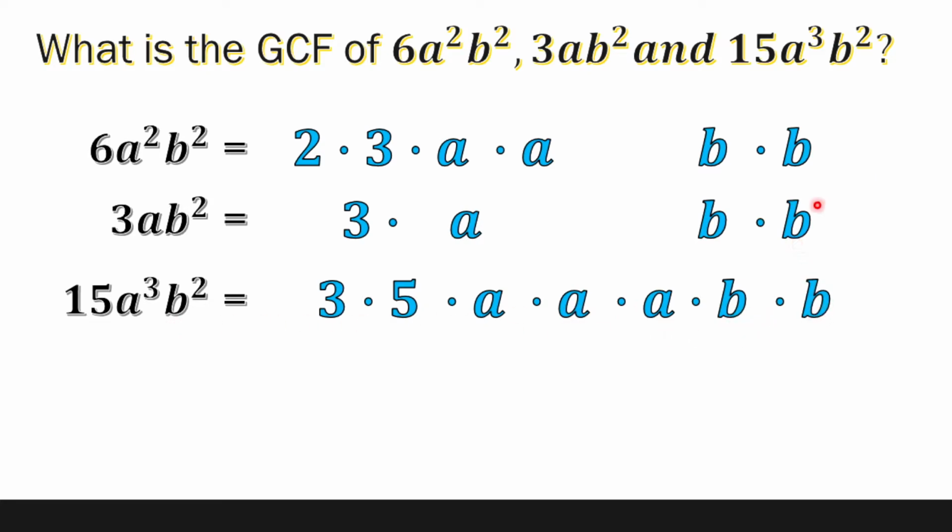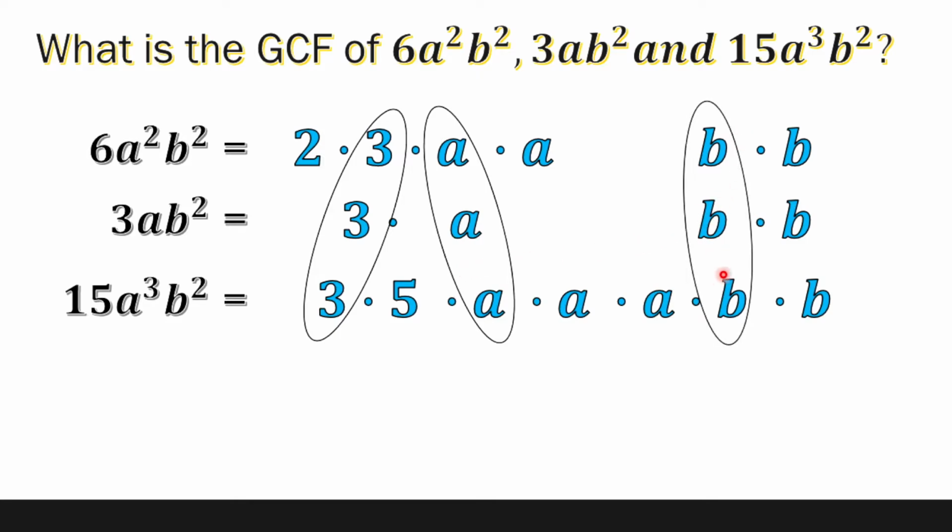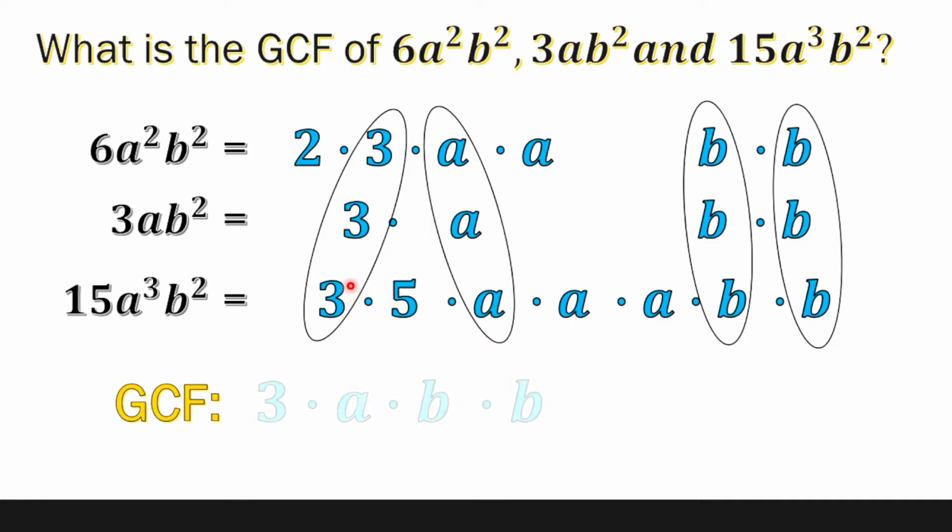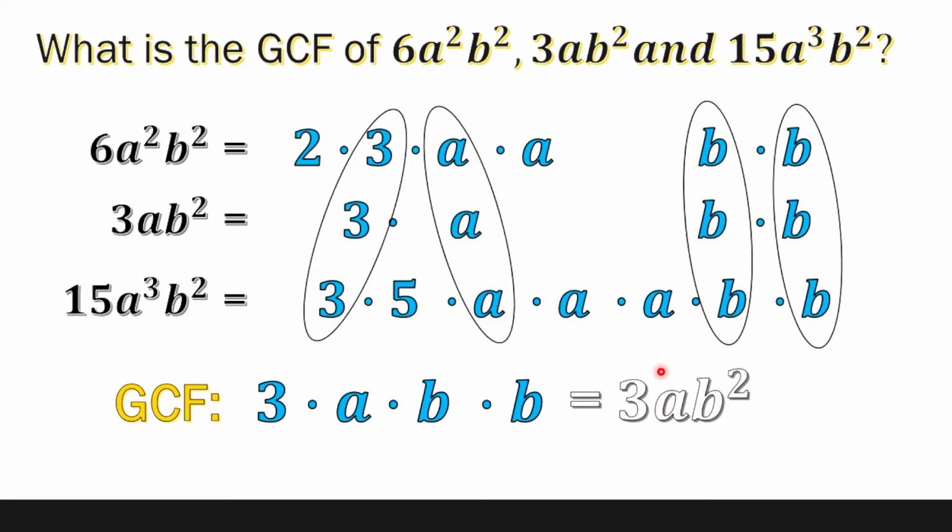Okay? So, anong parehas sa kanilang tatlo? What are the common? So, una si 3. Si a. Si b. At si b. So, the greatest common factor will be 3 times a times b times b. And that will be 3ab squared. Okay? Next.